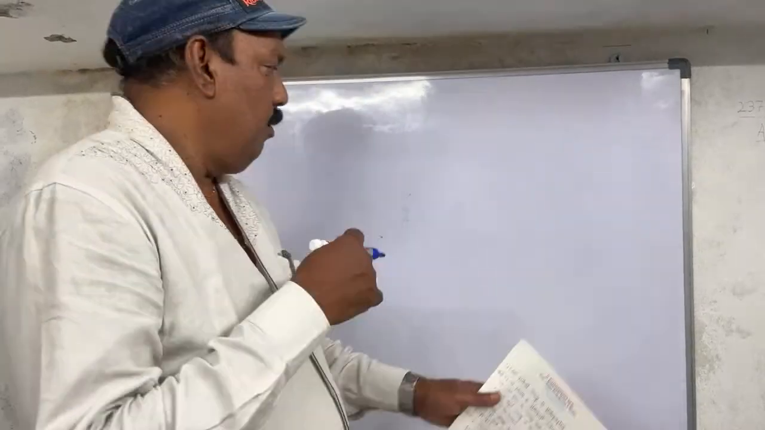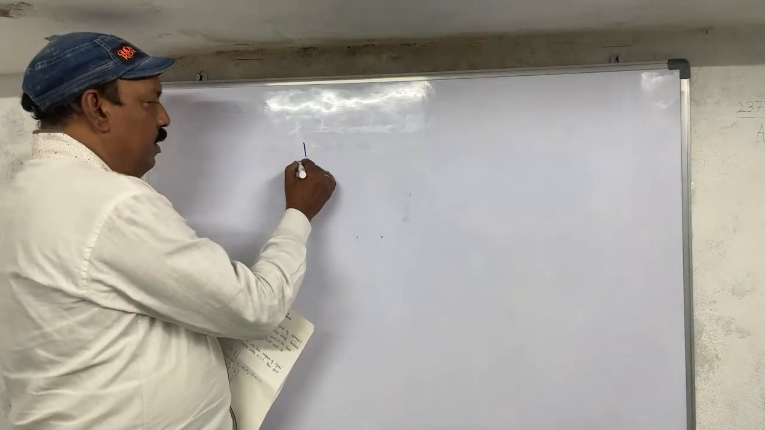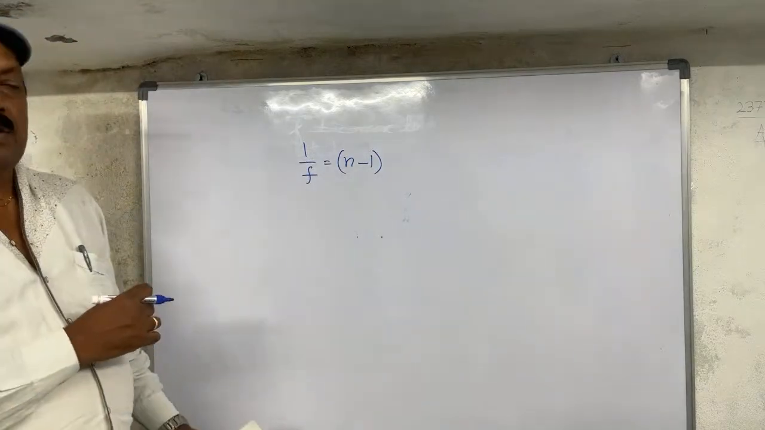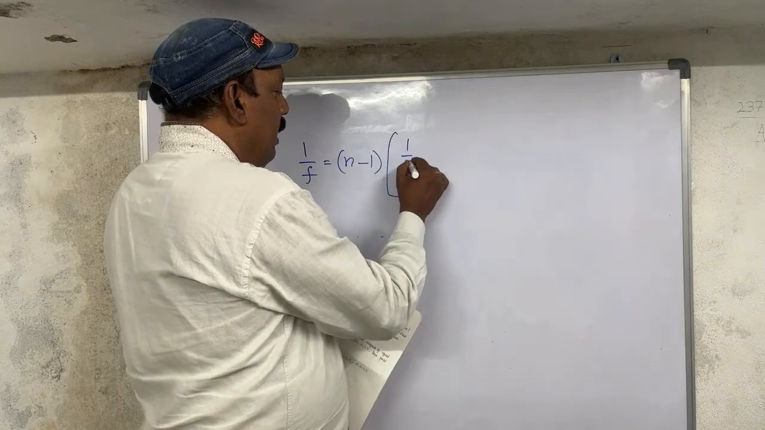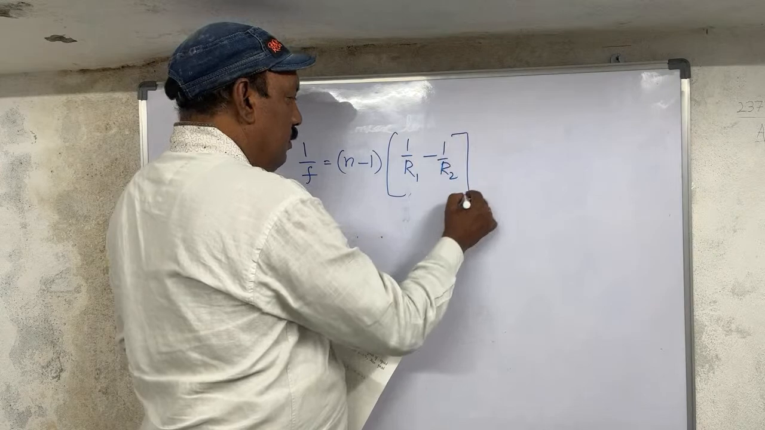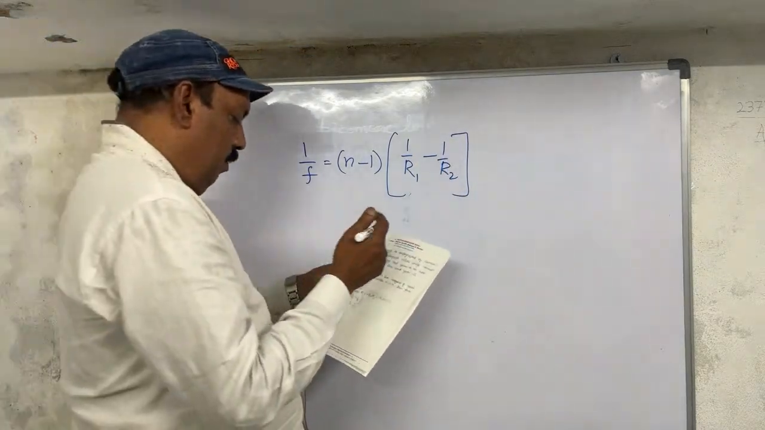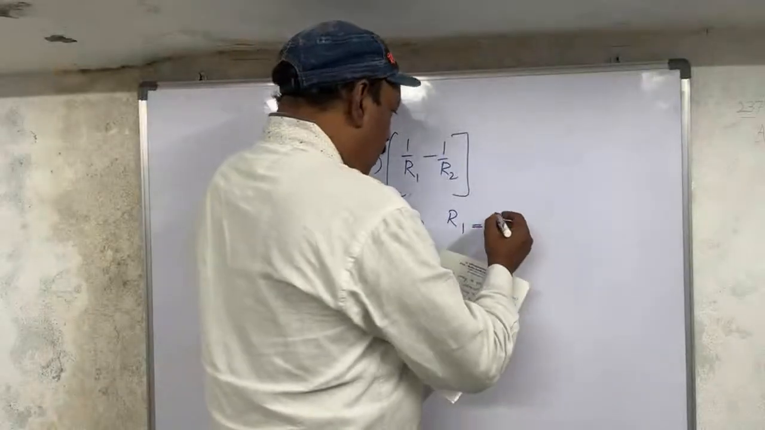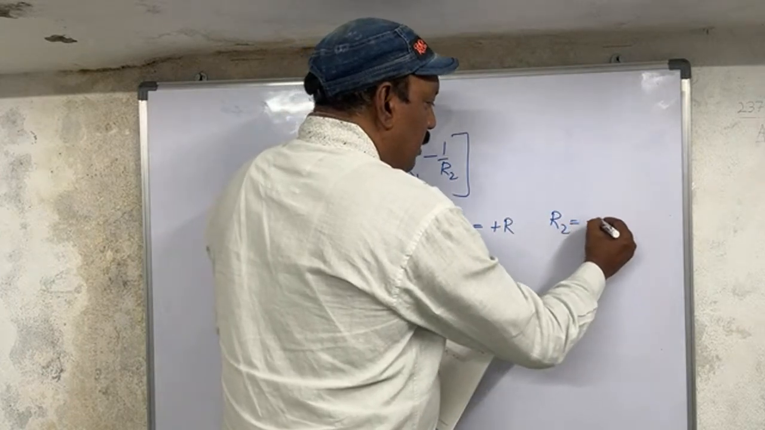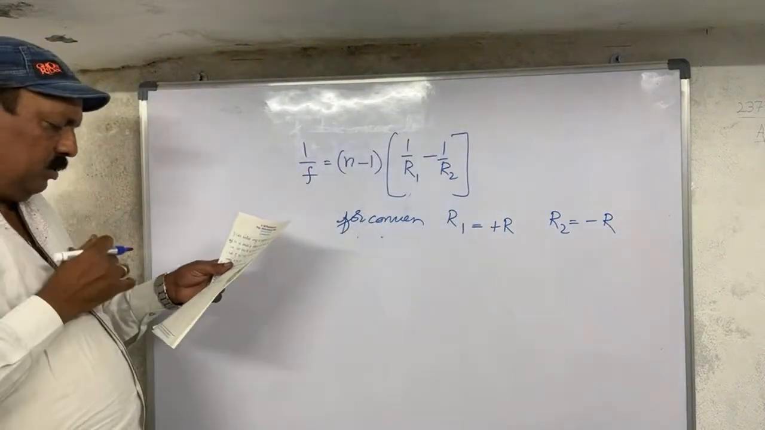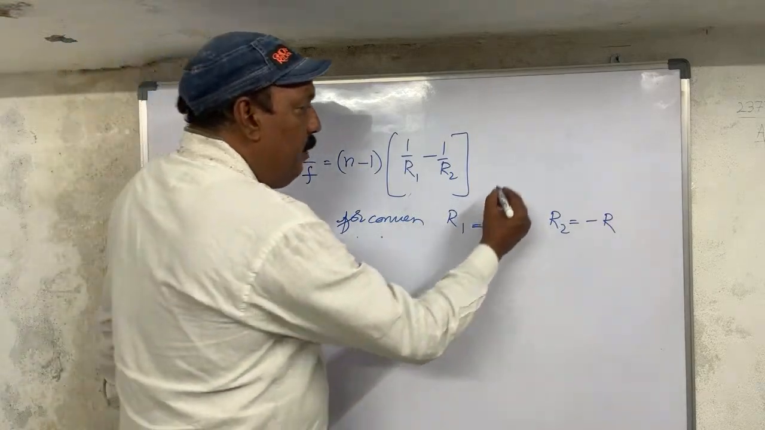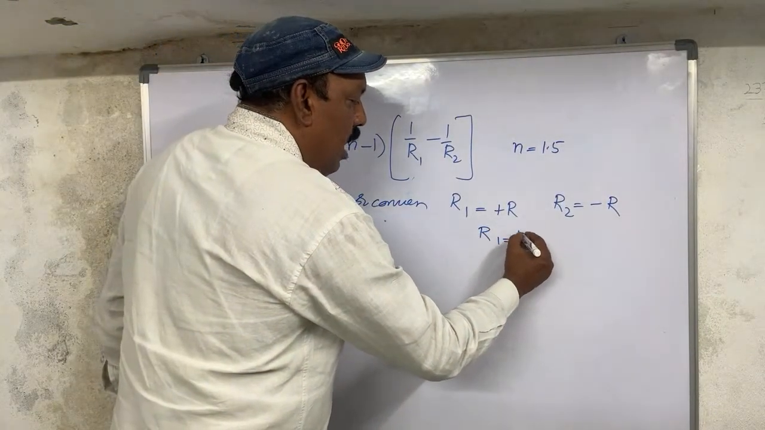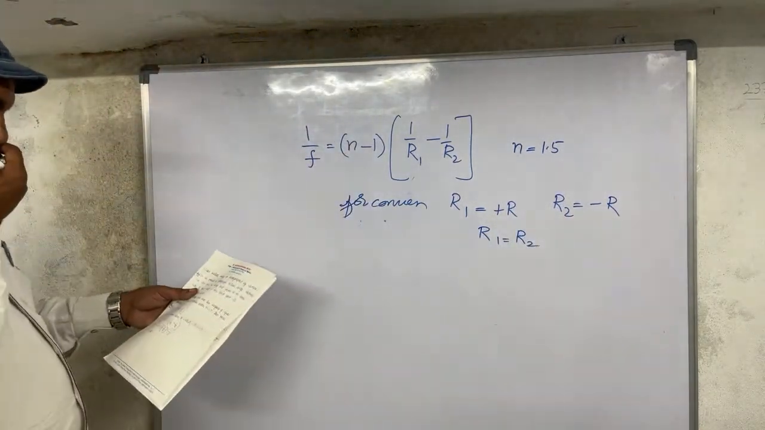I will show you mathematically. By using the lens maker's formula, 1 by f is equal to (n minus 1) into (1 by r1 minus 1 by r2), where n represents the refractive index. Because it is a convex lens, R1 is going to be positive and R2 is going to be negative. And the refractive index is 1.5. So here, R1 and R2 are equal in magnitude.